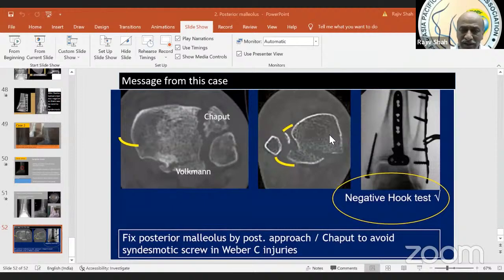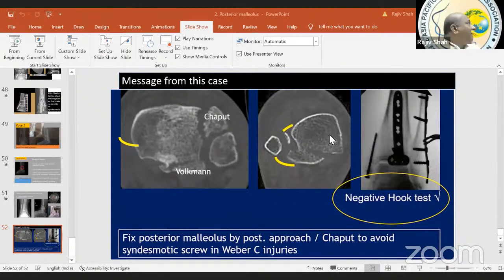As in both the cases, in X-ray, the entire fragment was not clear. Yeah, so I think the Chaput fragment is quite commonly missed. If you follow Stephen Rammelt's algorithm, he looks at the medial malleolus, lateral malleolus, anterior malleolus, and posterior malleolus. So he looks at four malleoli. In any ankle fracture, in different views, he tries to locate the four malleoli. So if you have a habit of looking for the Chaput fragment, you would not miss it.